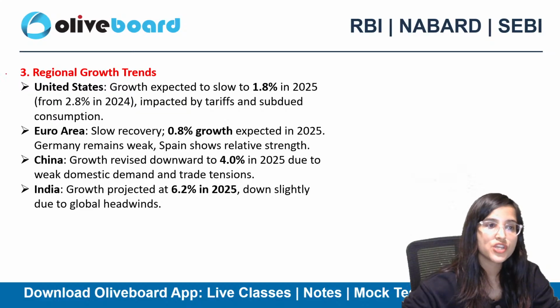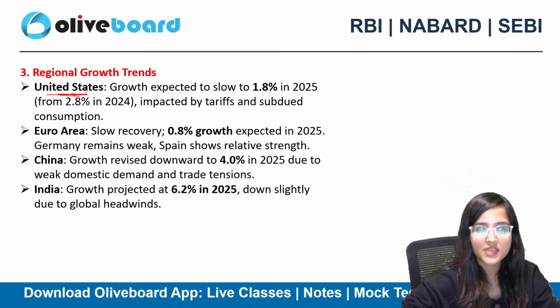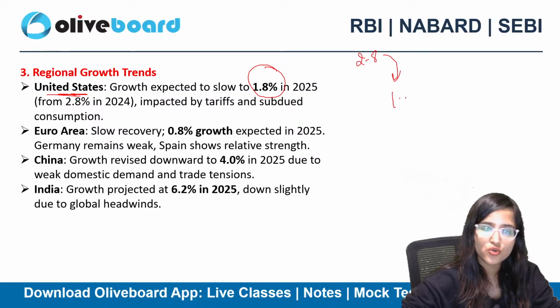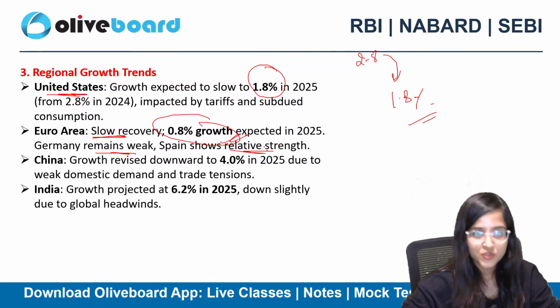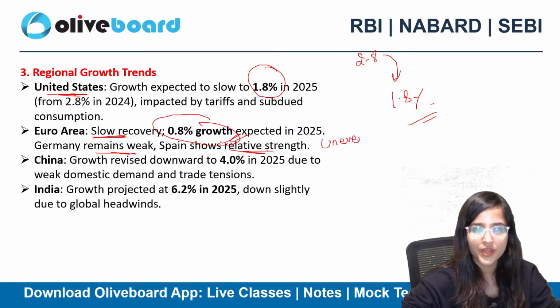Okay, if we talk about the regional growth trends, then in the United States, it is expected to slow to 1.8%. Earlier it was 2.8, now it might slow to 1.8%. In the euro area, 0.8% growth is expected. It is a slow recovery. Germany remains weak. Spain shows relative strength. So it is very uneven in the euro area also.